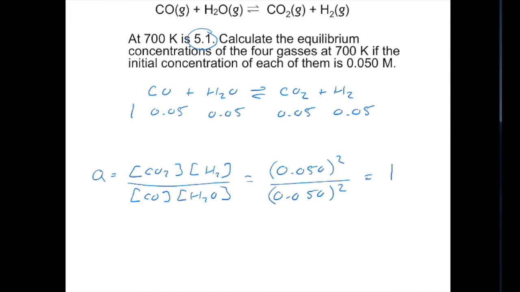So let's continue on with the ice table. So our change is going to be minus x, right? Remember, those are now reactants. We know that for sure because the reaction has to go forward. So our products are now going to be plus x and plus x. So each of these equilibrium conditions, 0.05 minus x, 0.05 minus x, and for products 0.05 plus x, and 0.05 plus x.